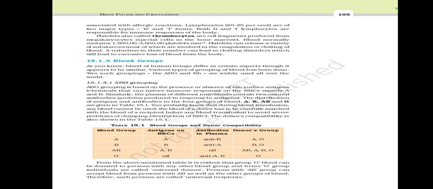From the above mentioned table, it is evident that group O blood can be donated to persons with any other blood group, and here O group individuals are called universal donors. Persons with AB group can accept blood from persons with AB as well as other groups of blood. Therefore, such persons are called universal recipients.